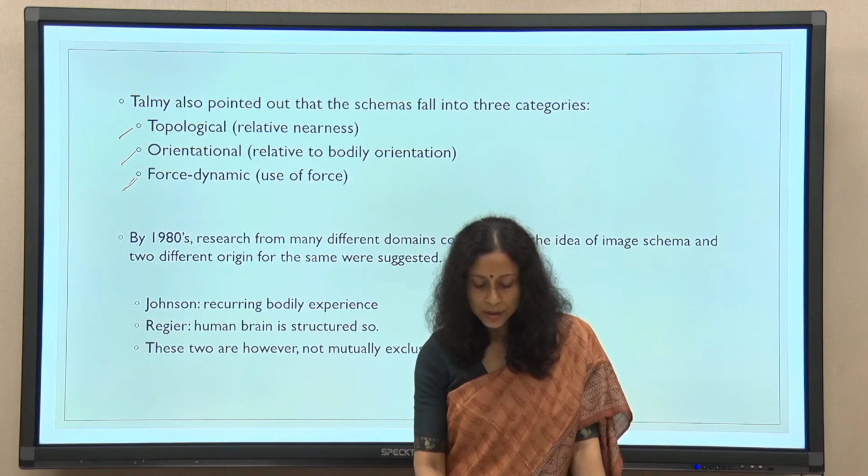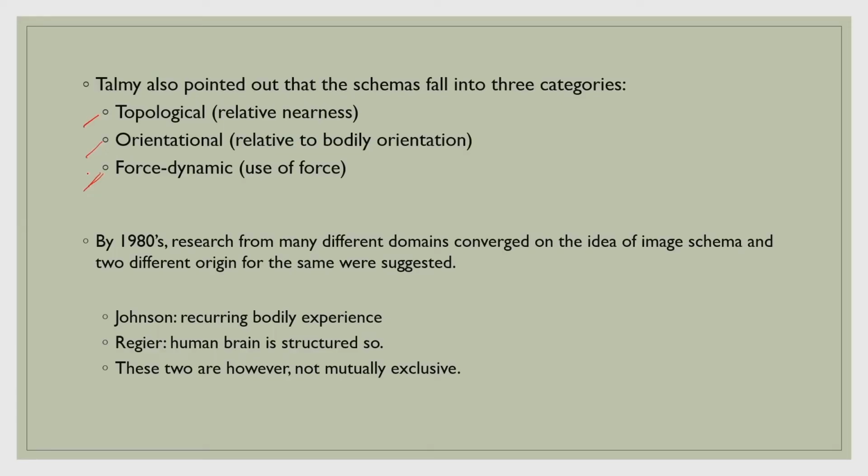And then there is also a third kind of image schema, which is dependent on force; he calls it force dynamics. Force dynamics also is a very important and crucial category of schema. Largely, most of the image schemas with respect to motion verbs and spatial terms will fall into any of these three, or sometimes a combination of them. So, this is the background.